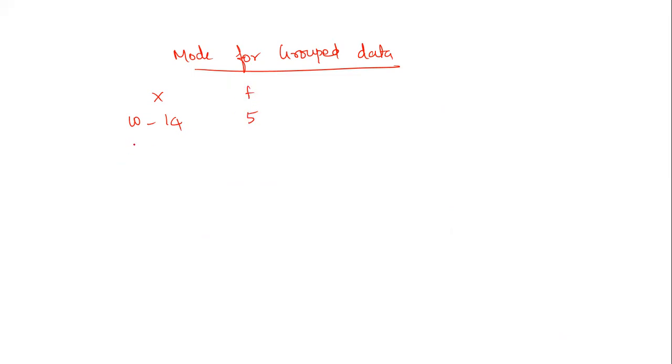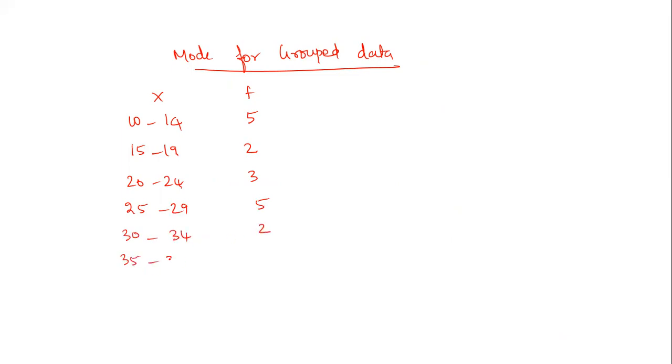Next we will discuss a problem on mode for group data. A data set is given like this, that is X. The total number of students who score from 10 to 14 is 5. The frequency is given here. Then 15 to 19 is 2, 20 to 24 is 3, 25 to 29 is 5, and 30 to 34 is 2.